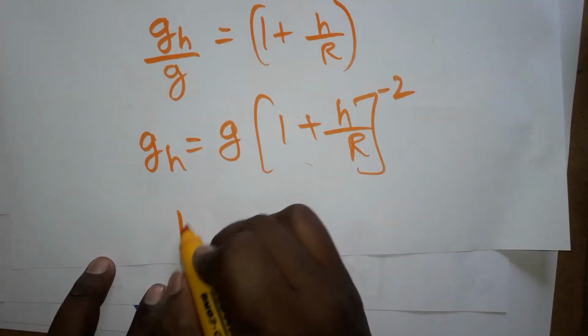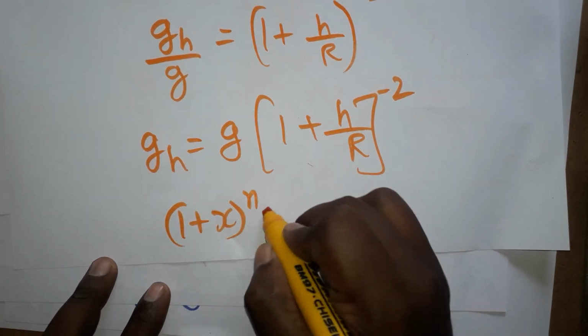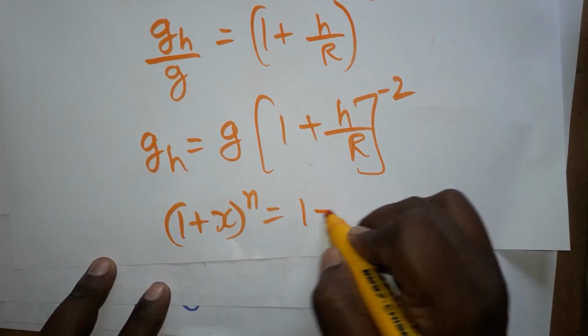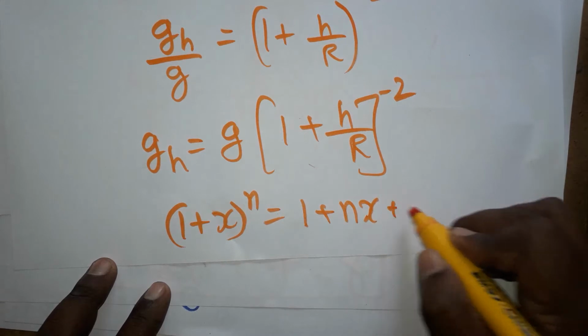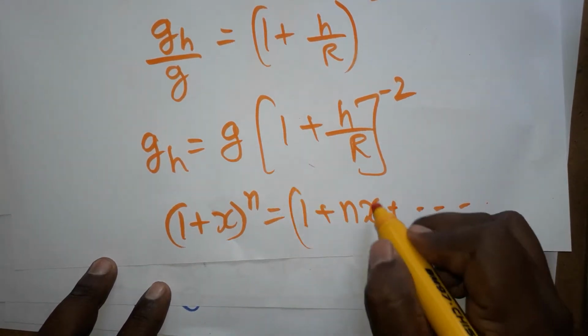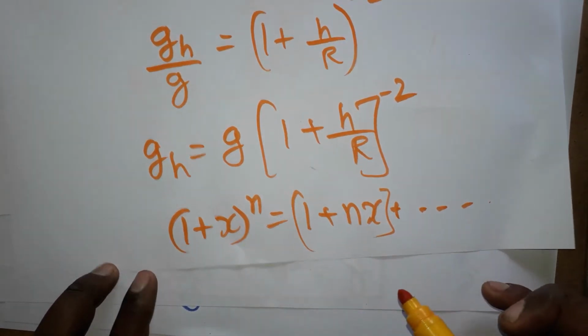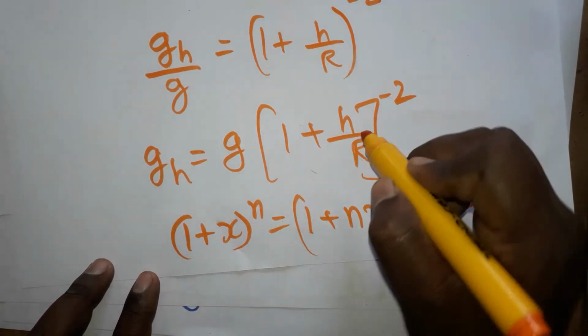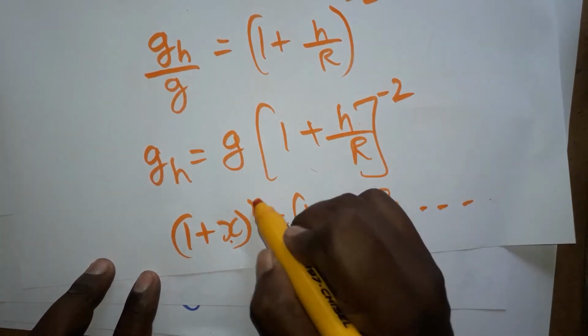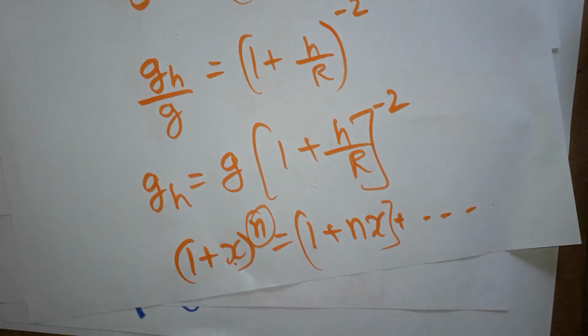In the binomial expansion, (1 + x)^n is equal to 1 + nx. Next terms will go like this, but we are going to take only two terms. The next terms will be negligible. So here x will be h divided by r, and n will be minus 2. We are modifying the same equation according to this situation.